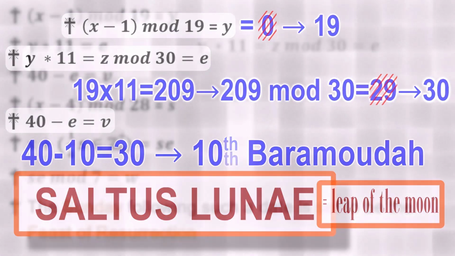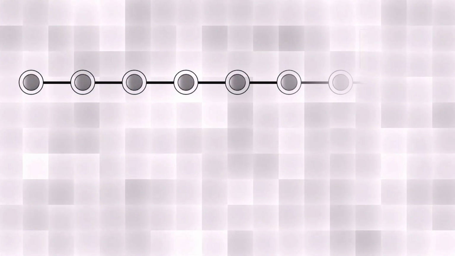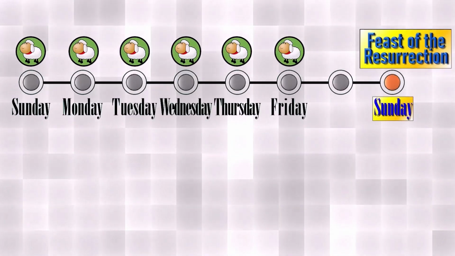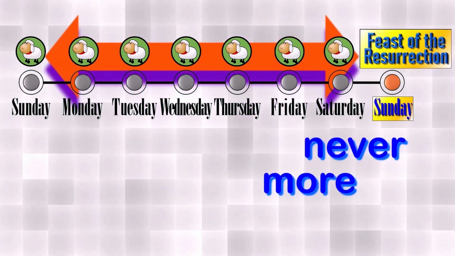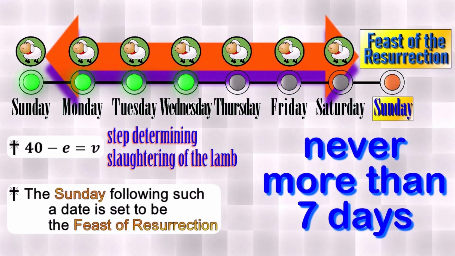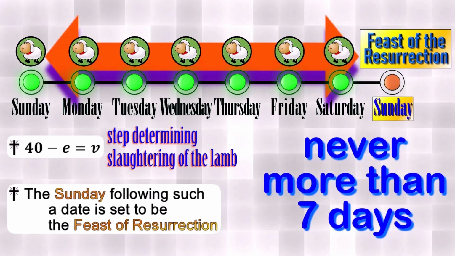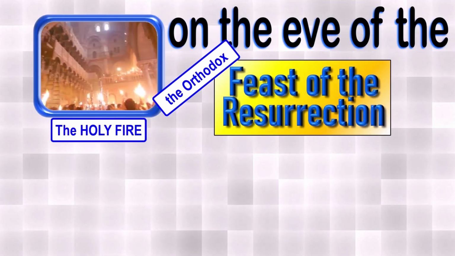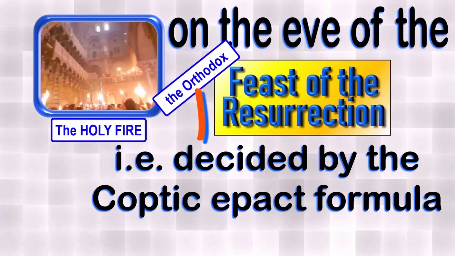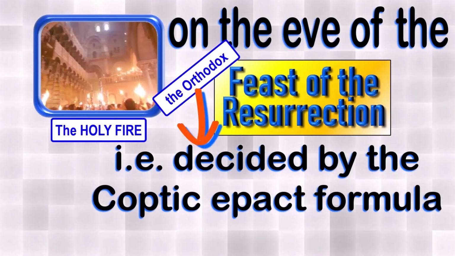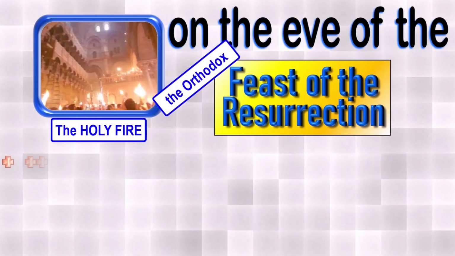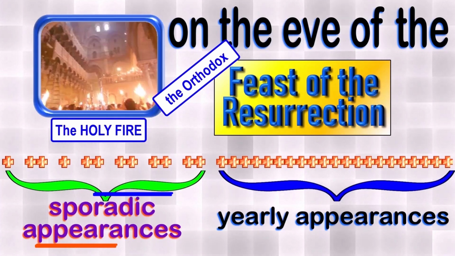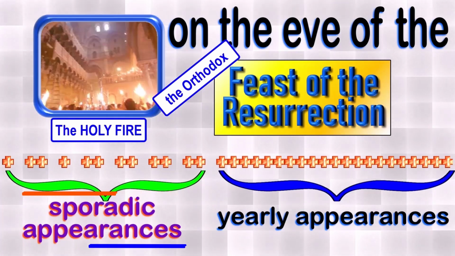And that is in essence the Coptic Epact formula. Please note that this formula has been used for all those ages, and it never happened that the Feast of the Resurrection occurred 8 or more days after the date of the slaughtering of the lamb. And God always shows us his miracle of the holy fire appearing on the eve of the Feast of the Resurrection, as decided by the Coptic Epact calculation throughout the ages and on a yearly basis for at least 12 centuries, but before then there were sporadic appearances every few years.